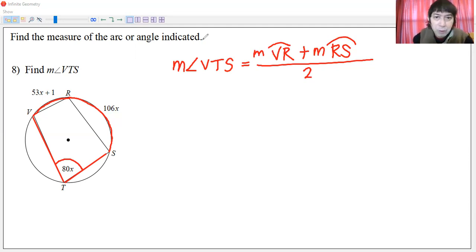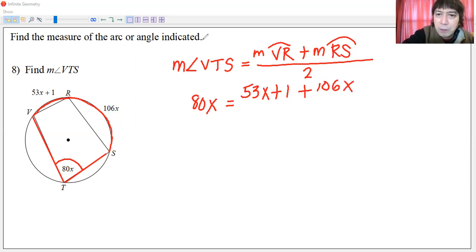Now let's put on the data that we have. The measure VTS is expressed as 8x. That's the expression for the angle VTS. For the arc VR, that's 53x plus 1. And for the other arc RS, that's 106x.